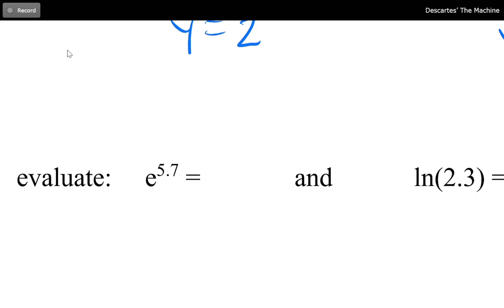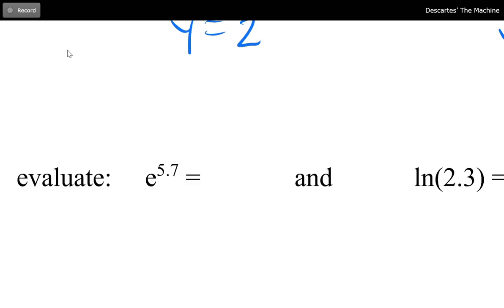Evaluate e to the 5.7. So it's just some number. We're going to type it in. It's going to be a decimal approximation. Where do you find your base e? There's a special button on your calculator for that. For mine, it's next to the 4. If you look to the left of 4, you will see a button that says ln, which we'll get to in a moment. And if you look above that, it's got e to the x.